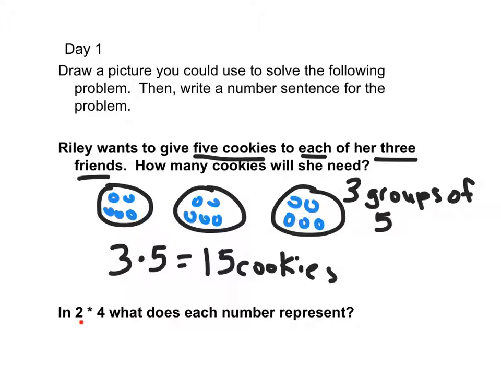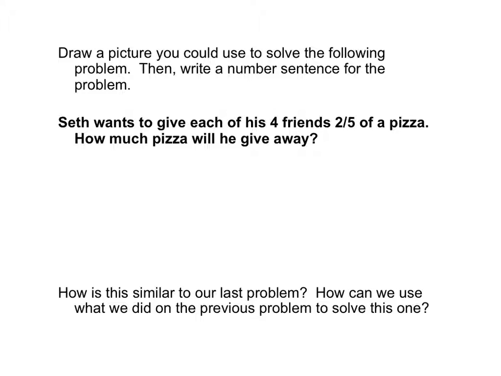Which leads us down to the second example. So in 2 times 4, what would each number represent? Well, 2 would be the number of groups, and 4 would tell us that there'd be 4 in each group. So now that you've looked at an example using whole numbers, which you would be familiar with, let's look at another one. I want you to pause the video and draw a picture that you could use to solve the following problem, just like we did in the previous one, and then figure out a number sentence and solve the problem.